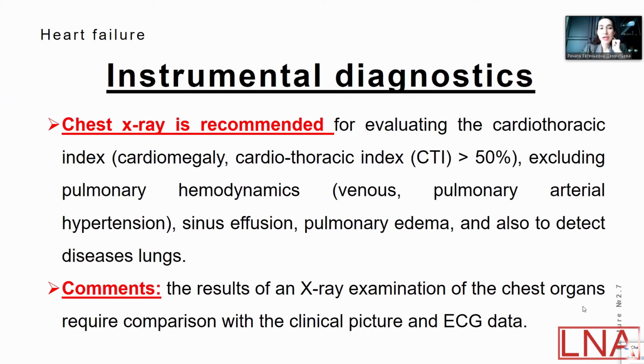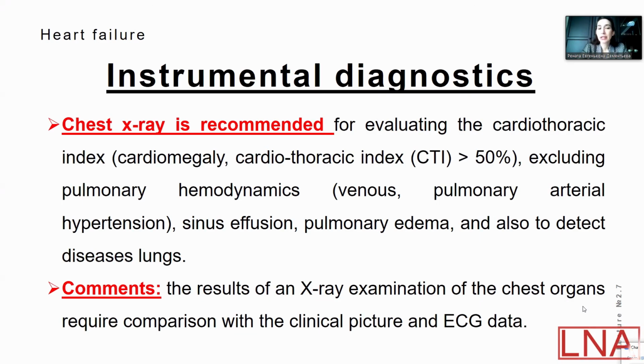Next, chest X-ray is recommended for evaluating the cardiothoracic index. For determining cardiomegaly, the cardiothoracic index should be more than 50%. For diagnosis, you need to measure the dimensions by scale. You can do it visually: the width of the chest from one lateral side to the other, the diameter of the chest and the diameter of the heart, and calculate this index.